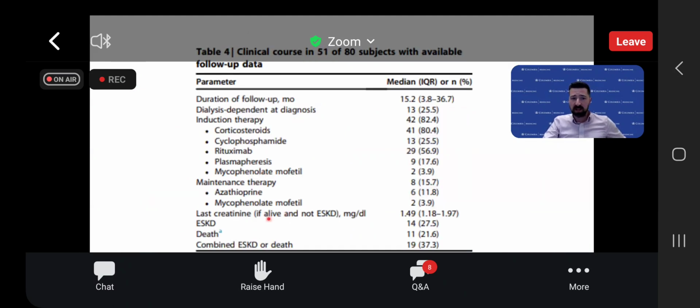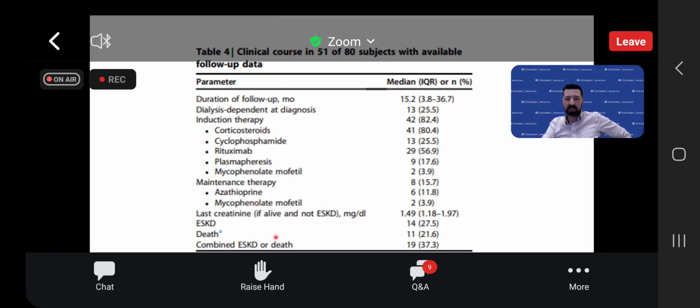In terms of follow-up, as you can see here, the induction therapy, this is retrospective, was a little bit all over the place. Most patients got corticosteroids with either cyclophosphamide or rituximab. Given the date at which the study was done, the rate of plasmapheresis was relatively low. As you can see here, maintenance immunosuppression, only 8 patients. So, to Andy's point, very few of these patients were put on maintenance immunosuppression.